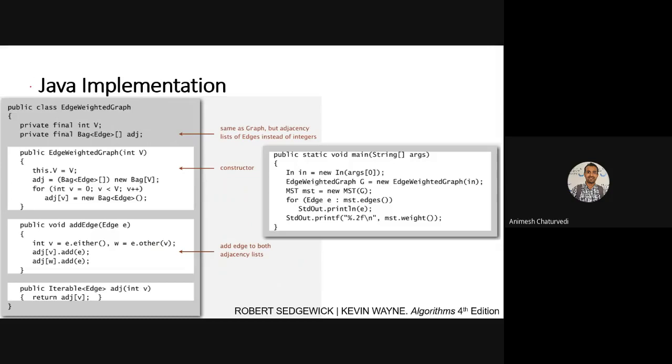Now we'll see the Java implementation, how we can use all these algorithms in terms of coding. So first of all, we need to understand the two fundamental data structures that we are going to see. Based upon those fundamental data structures, we'll see those algorithms. So the first fundamental data structure that we'll see is the edge weighted graph.